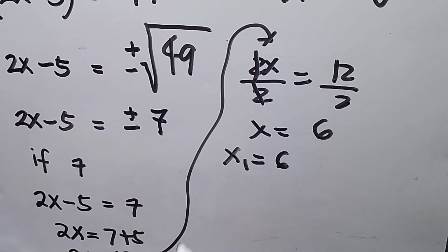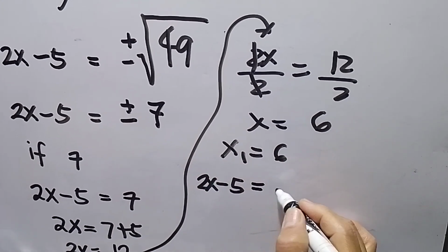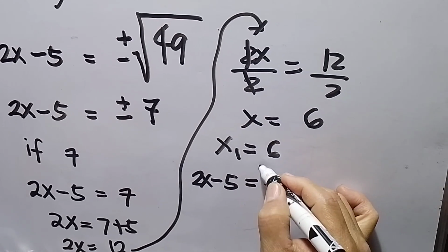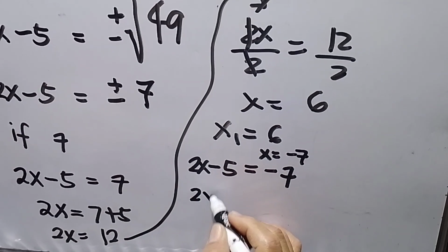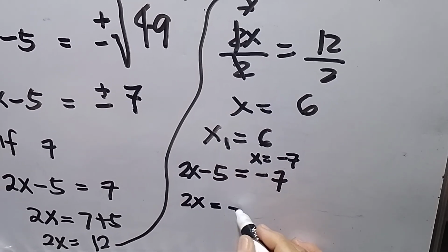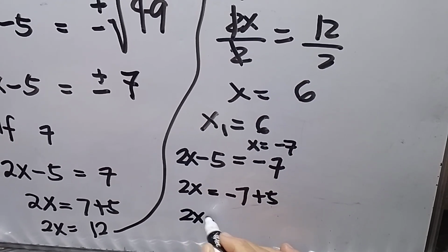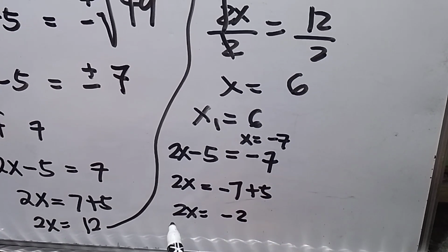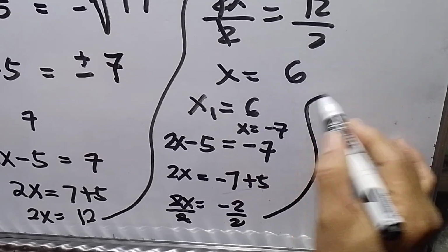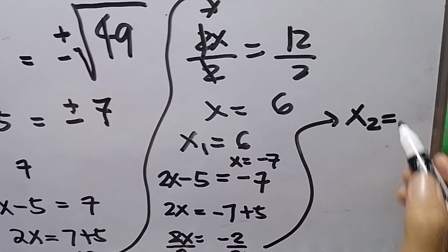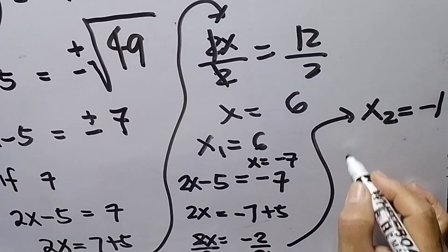How about the negative? So 2x minus 5 is equal to negative 7. Take note. So 2x is equal to negative 7, negative 5 transposed to the right, this will be plus. So 2x is equal to negative 2. And then divide both sides by 2. So x is equal to, or x sub 2 will be equal to negative 1. So therefore, my roots are 6 and negative 1.